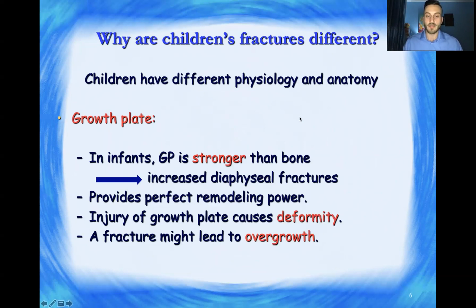The growth plate in infants is much stronger than bone. So the thing that will be injured is the bone, not the growth plate. So the physeal fracture is more common, provided perfect remodeling power. That's why in kids, when they have a fracture, they heal much, much faster than adults, because they have growth plates, they have more elastic bone, they have thick periosteum, and better blood supply.